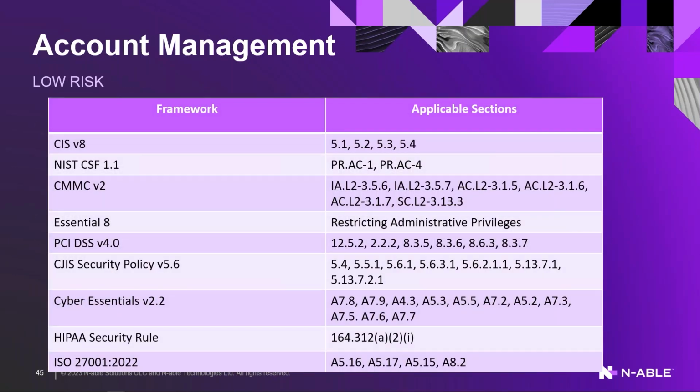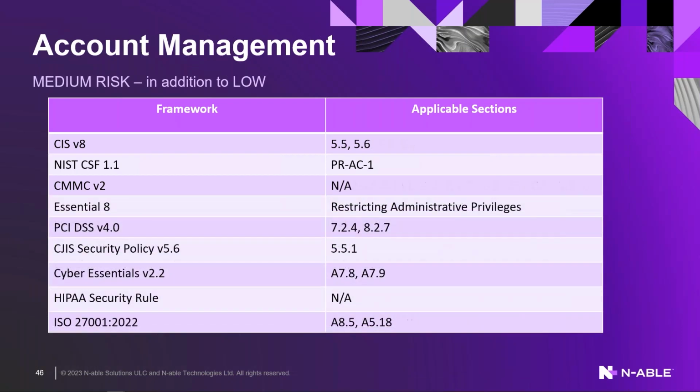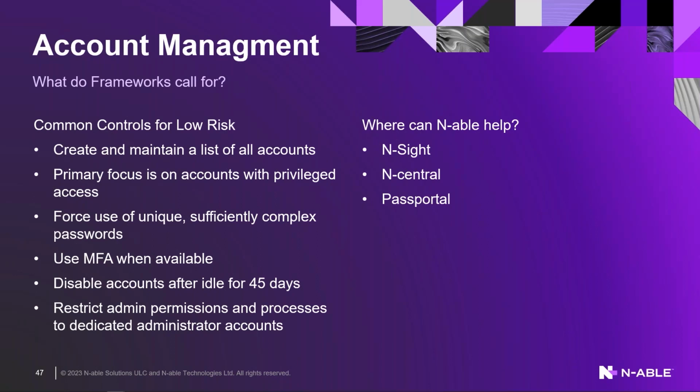Low risk, everybody's asking for things here around low risk. And then whenever we get up to medium risk, there are only a few more additional asks here. It's not as stringent because honestly, a lot of these things are baselines. Doesn't matter the risk profile of the client, they are things you should be doing, such as maintaining a list of all accounts. You need to know what accounts exist, where they exist, and what those accounts have access to. But of course, you are going to want to have a primary focus on privileged accounts, administrator accounts, or accounts with special privileges that can do things that other accounts can't.